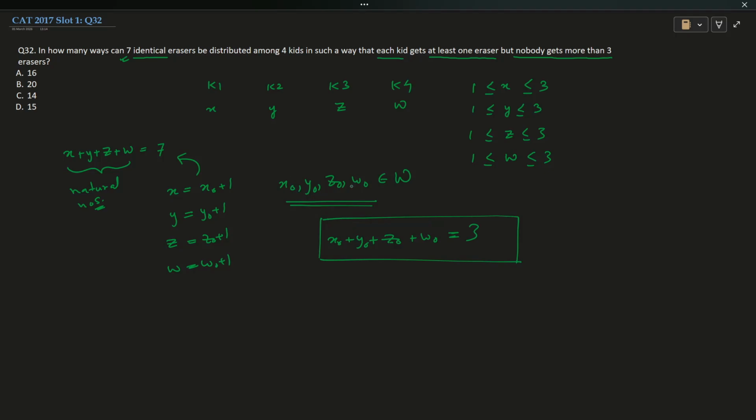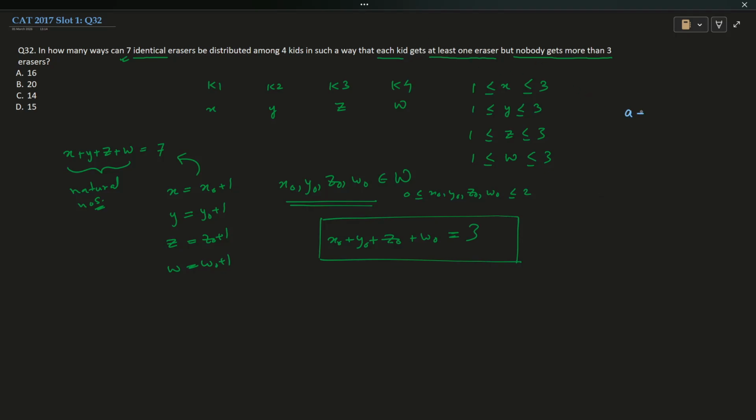Please remember x naught, y naught, z naught, w naught are whole number solutions, and they will be less than or equal to 2. So I can say 0 ≤ x0, y0, z0, w0 ≤ 2. They can be at max 2, and minimum they can be 0. All right, guys. Now, if you know permutation and combination, let's say I'll use different variables.